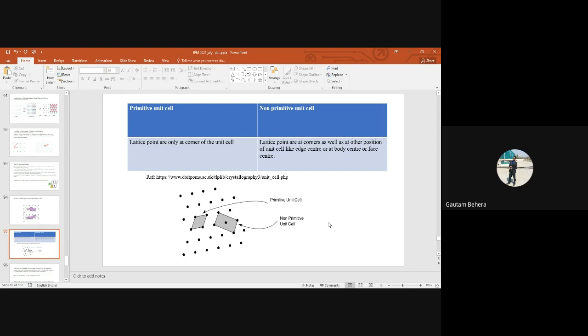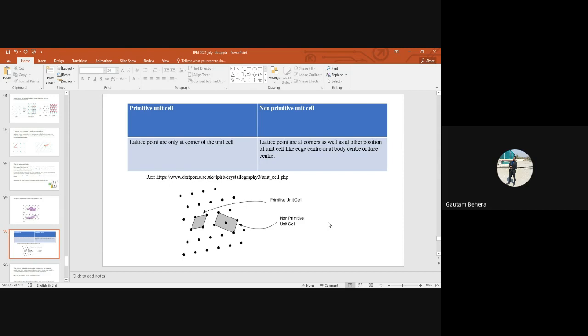Suppose I have a cubic unit cell, right? In a cubic unit cell, if it is a primitive unit cell, then what will be the answer? How can you say a cubic unit cell is primitive? That means that cube has how many corners? 8 corners, right? So that means the atoms will be present in the 8 corners only. There will be no atoms anywhere else, right?